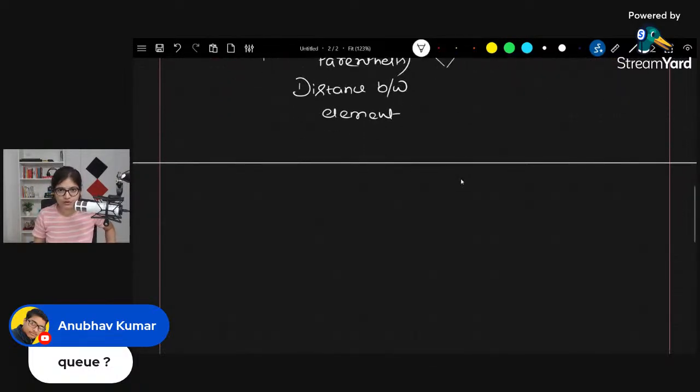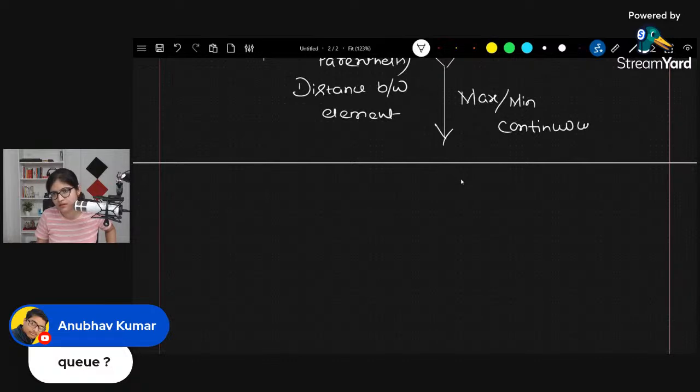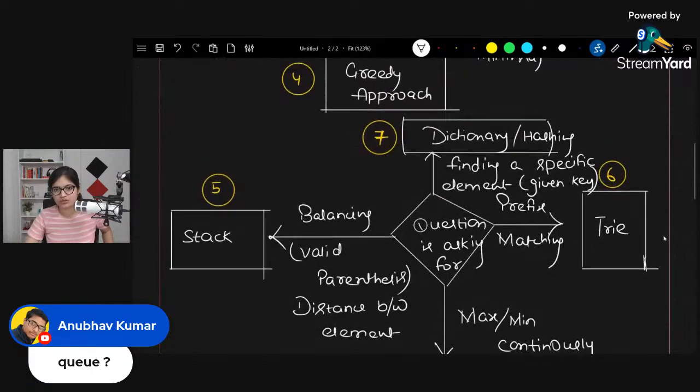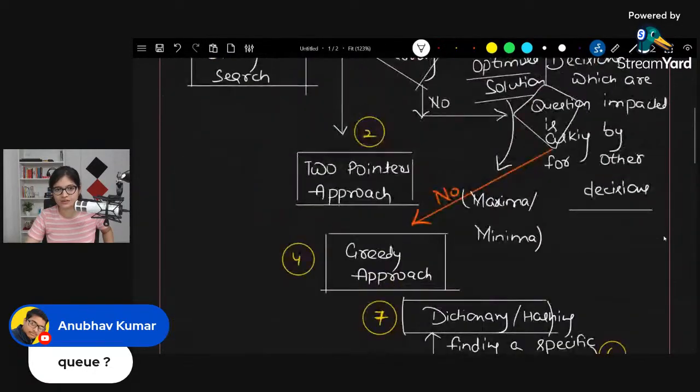If a question is asking for, let's say, getting a maxima or minima continuously. After each and every iteration of time, the question is asking for maxima or minima. Which particular DS you will use, DSA you will use here. Again and again, maximum or minimum value you want. Anyone? So that's where we will come up with the eighth concept, very, very important in DSA.